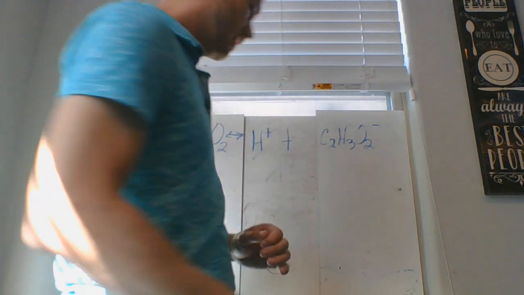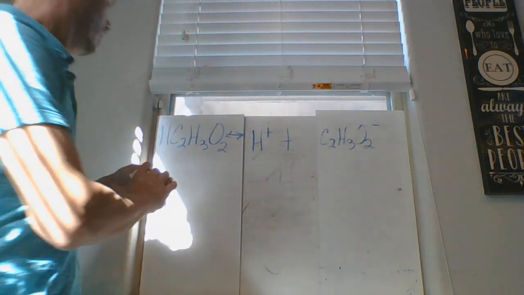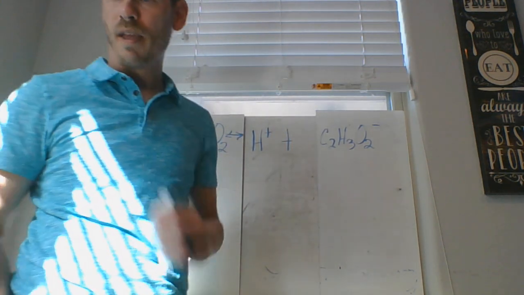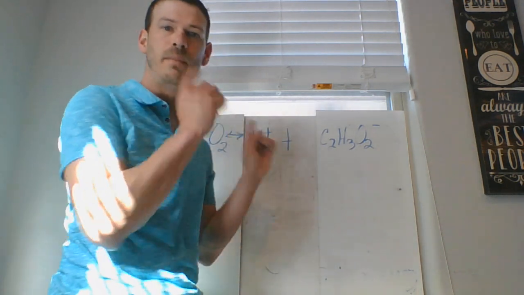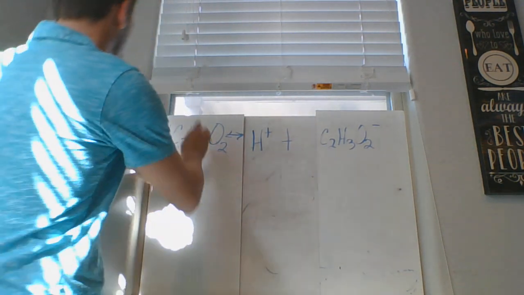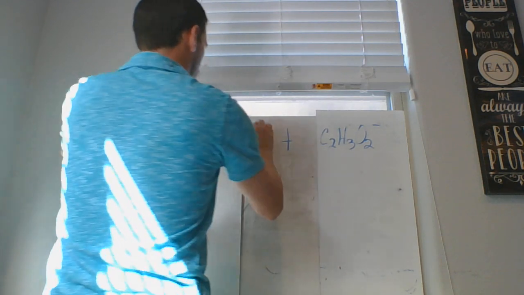So the slide says, write the net ionic equation when sodium hydroxide is mixed with phosphoric acid. I'm going to absolutely run out of space here doing this, so we'll have to bear with each other.